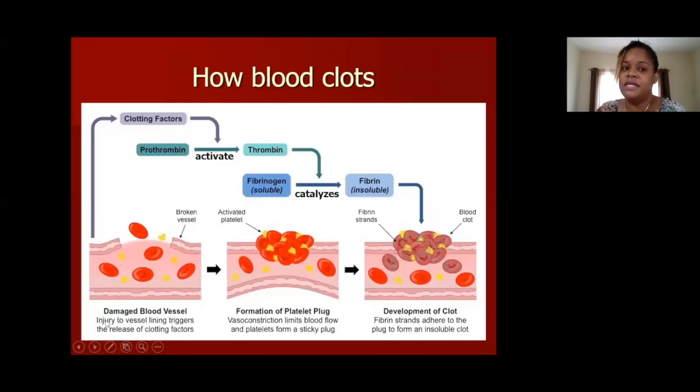So how does blood clot again? We have our clotting factors. These clotting factors help to activate prothrombin into thrombin. Thrombin then catalyzes fibrinogen, which is soluble, into insoluble fibrin that now forms the meshwork that will become the barrier that prevents blood from escaping or leaking out of the blood vessel.